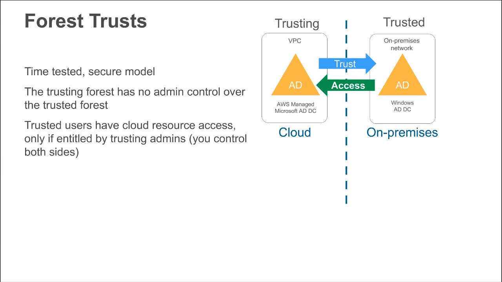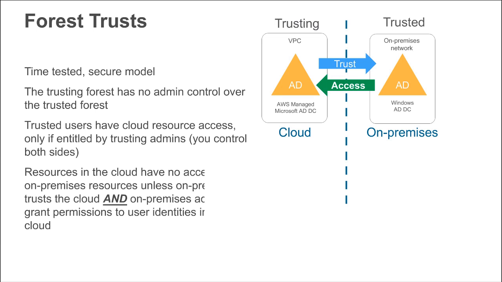The trusted users have access to cloud resources as long as you've entitled them to do so by adding them to security groups that your resources in the cloud will allow the user to come in through. And again, you get to control both sides of that, so you get to have some pretty fine-grained control on resource access. The resources that are in the cloud have no access to the on-premises resources, unless the resources on the on-premises side allow this, and you have granted permissions to the users that are in the cloud.